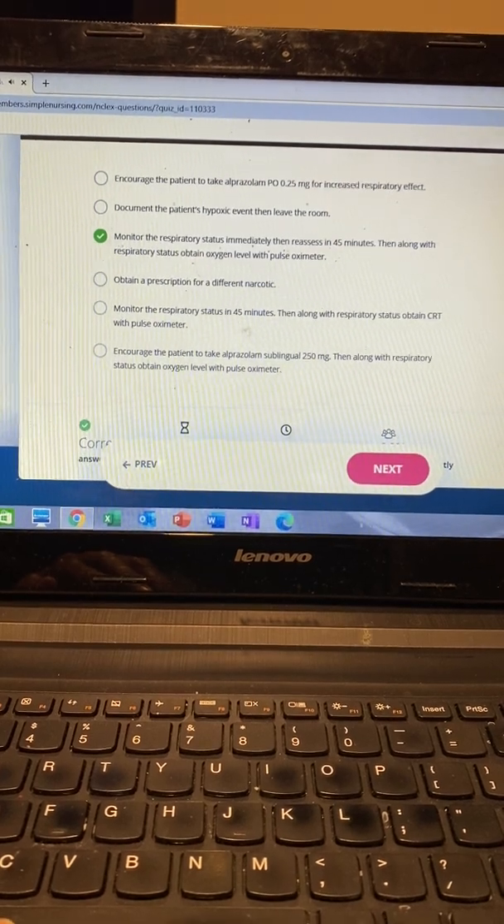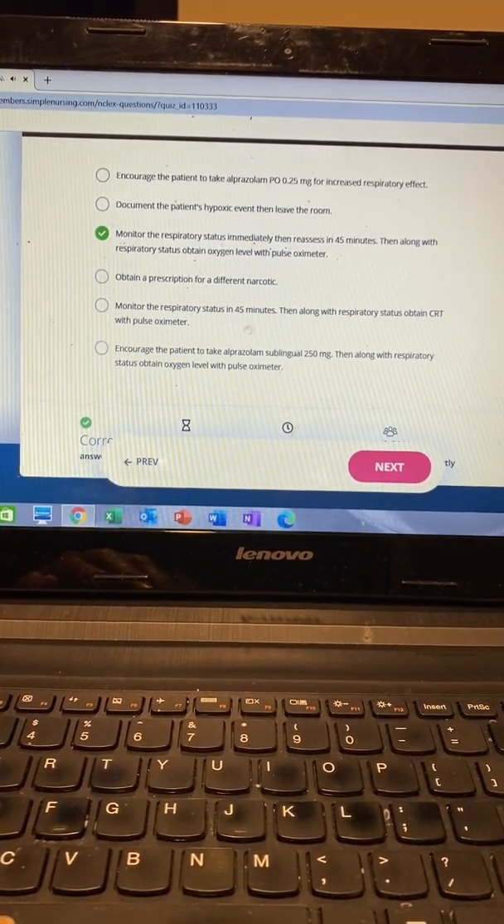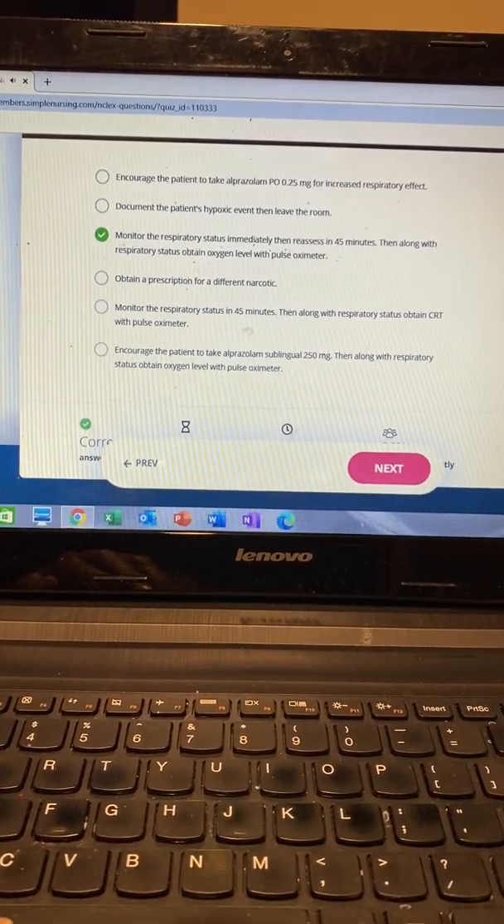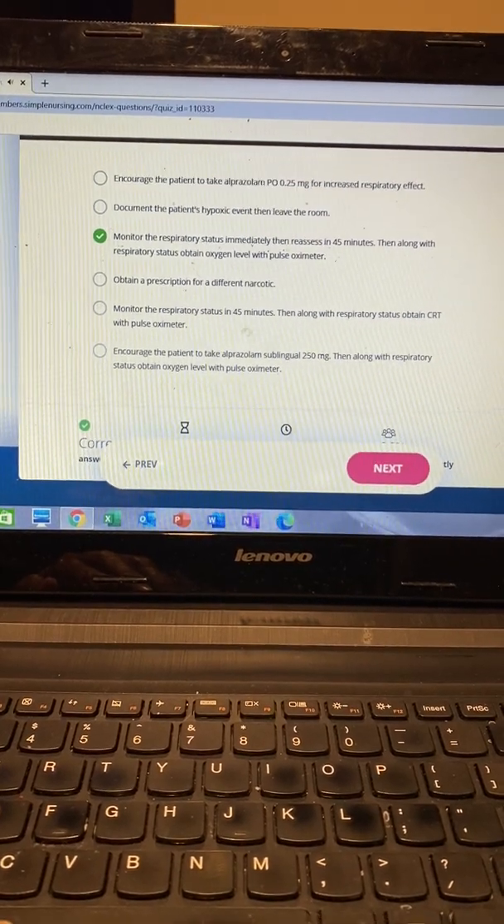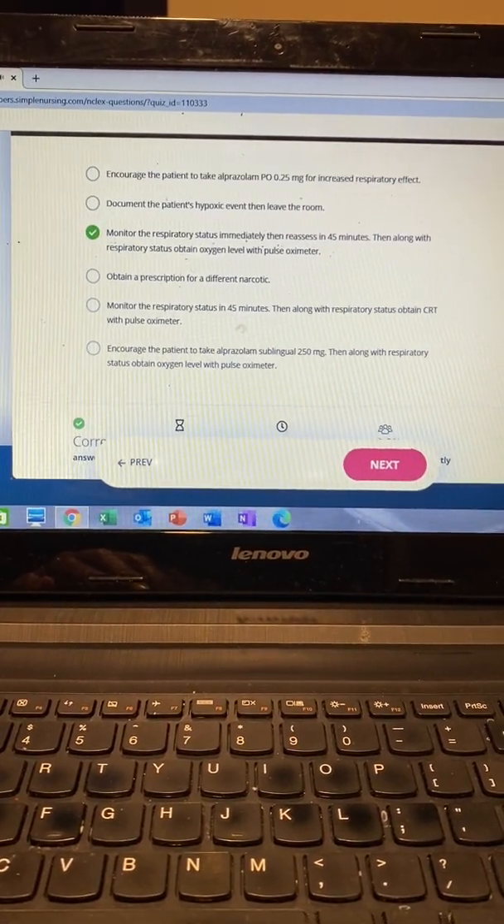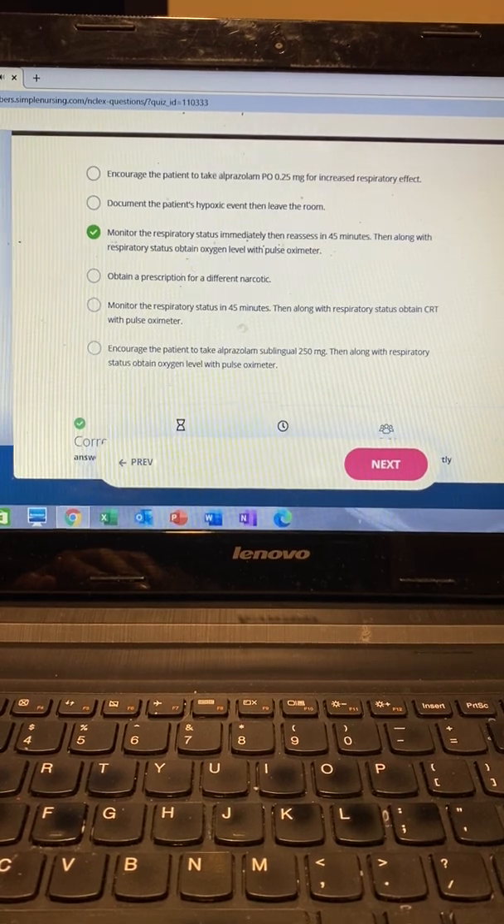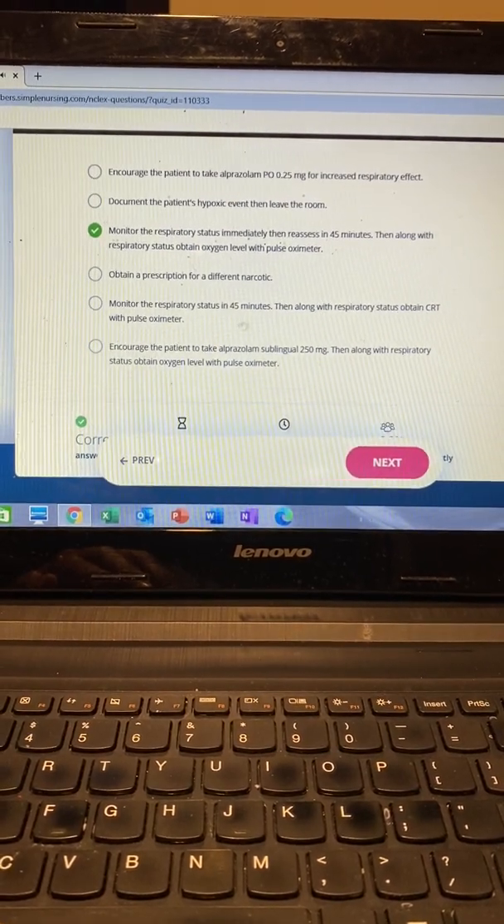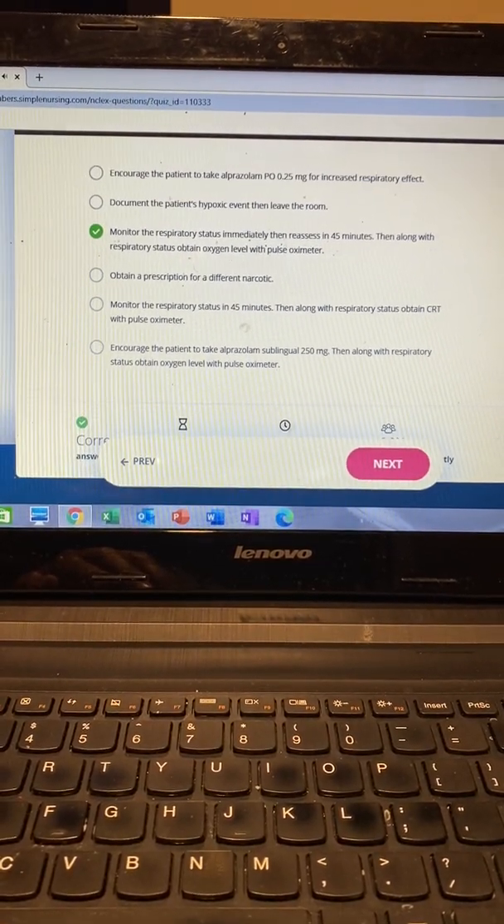It's like the worst thing you can do. And option 3 is correct here. So closely monitoring the respiratory status prevents the worst possible outcome of respiratory depression. And options 4, 5, and 6 are all incorrect.